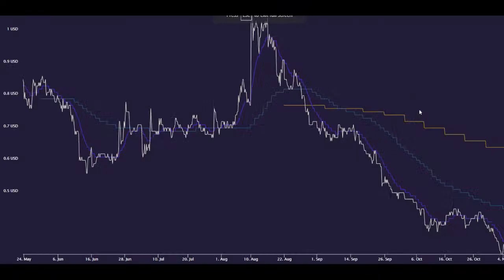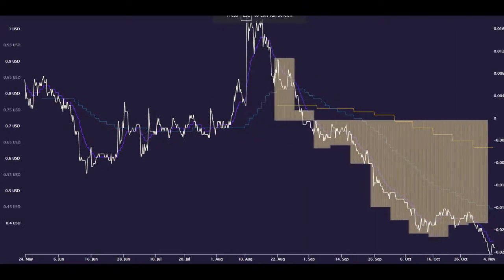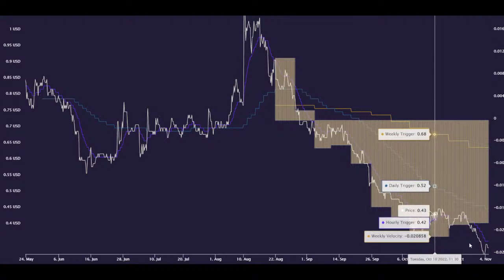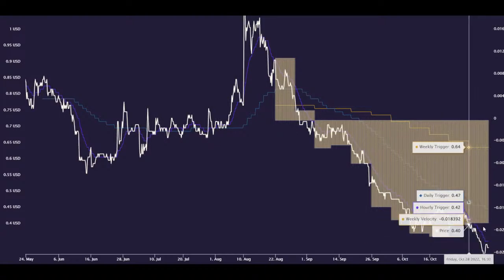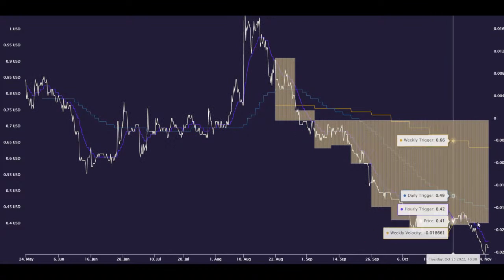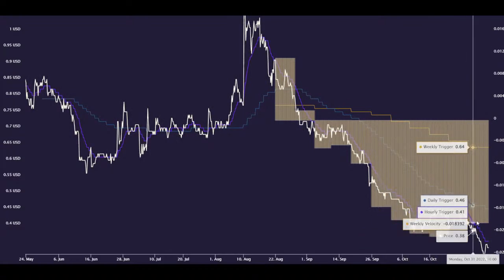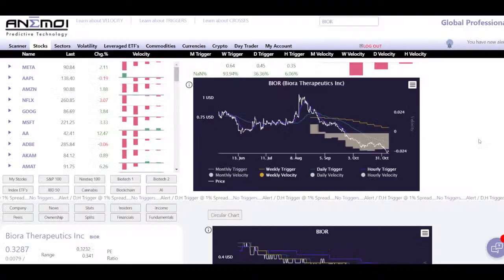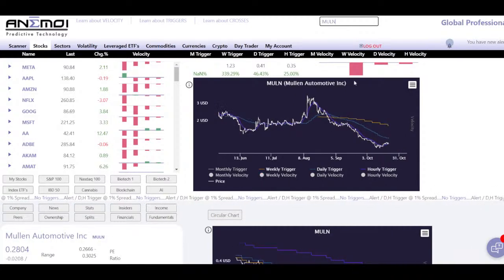BOR, so let's take a look at the weekly velocity. So I will say this, here's your most extreme weekly print, and now price already made a new low without velocity making a new low. So this is one bullish divergence. If you see 3 bullish divergences like this, you can see price go straight back to the weekly trigger, just like Mullen did. And we played Mullen as well. But let me show you what this looks like.